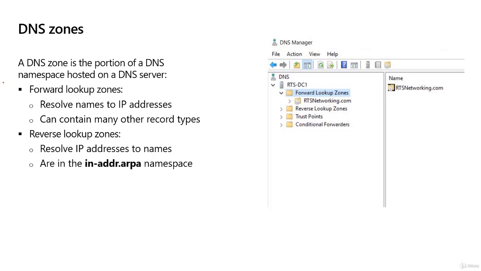In DNS, we have forward lookup zones and reverse lookup zones. Then within those, we have different zone types. But the forward lookup zone resolves names to IP addresses. So that's going to contain the record PC1 equals 10.1.1.5. So forward is from name to IP address.